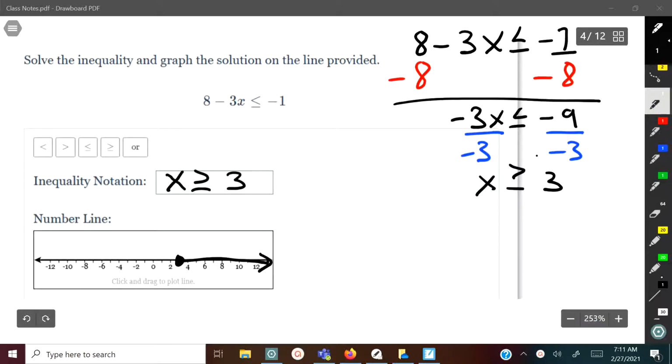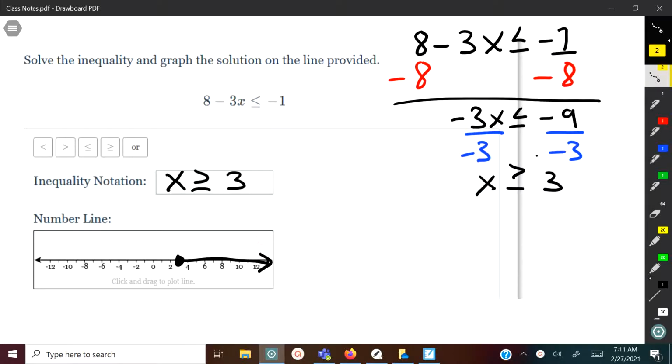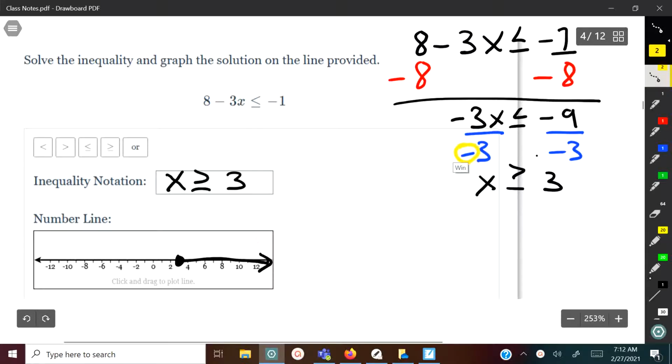Alright, so taking a look at this one here, I've got it solved. You should get x is greater than or equal to 3. Notice how I subtracted the 8 on both sides to get the negative 3x by itself. Same sign, find the sum, I get negative 9. I do the opposite of multiplication, which is division, and divide by a negative 3. And because it's negative, now I swap the inequality around. That leaves me with x is greater than or equal to 3.